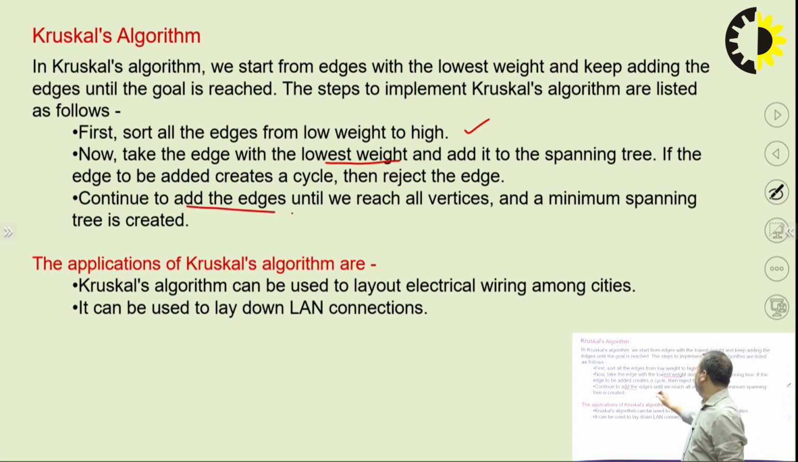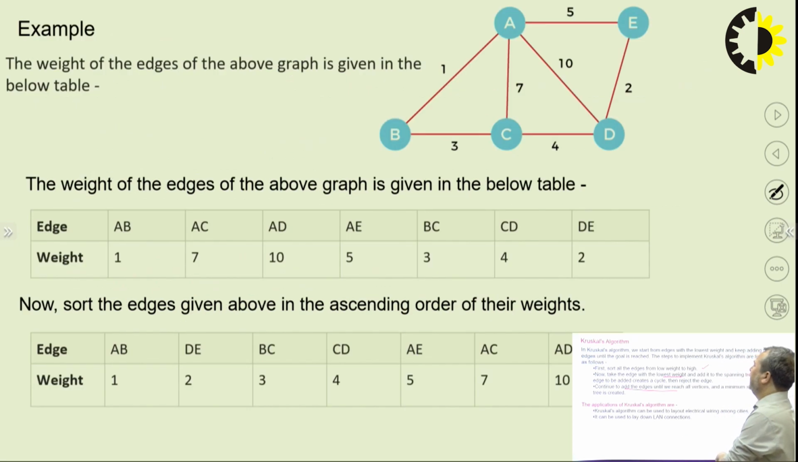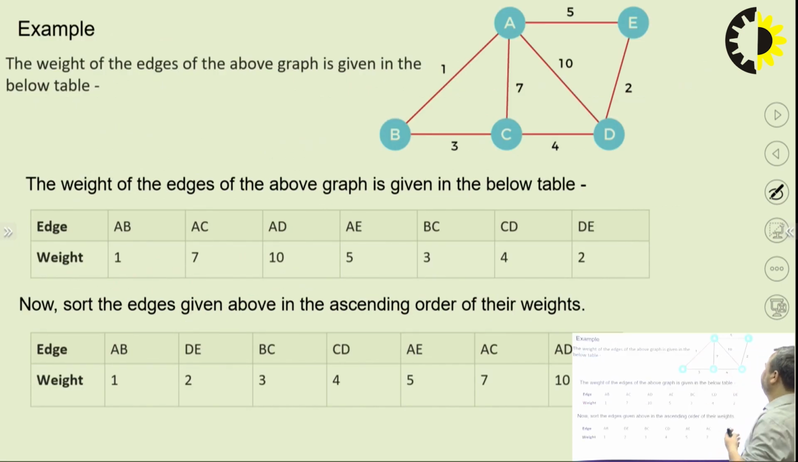Continue to add the edges until we reach all vertices. Simple. In Prim's algorithm, we just identify the vertex. Here we identify the edges over which the weights are written, and we sort these edges, or rearrange the edges in increasing order of their weight. Okay, so just see by the example like this.